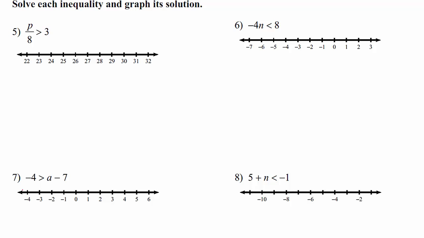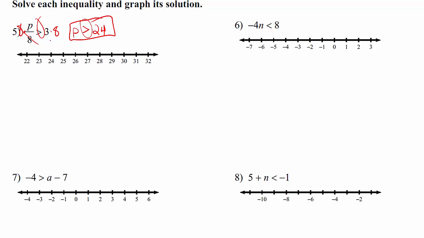So p over 8 is greater than 3. If that was an equal sign, I would say, let me move that 8 so that p is by itself. So we're going to do the same thing even though it's not an equal sign. To get rid of an 8 on bottom, the easiest thing to do is times by 8 on both sides so that we get p is greater than 24. The greater than symbol that we had right here stays a greater than symbol, and that's the first part of our answer: p is greater than 24.